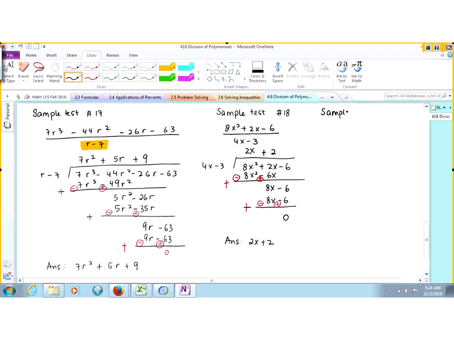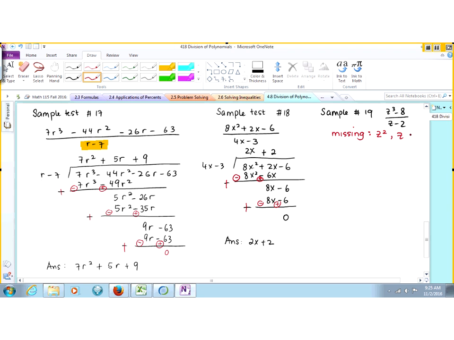So, sample number 19. That is z cubed minus 8 divided by z minus 2. So you see that they are missing some terms. So what terms are missing? So how do I determine the missing term? So the exponent of the variable has to go down one by one. So what is it missing? Z squared, right? What else?